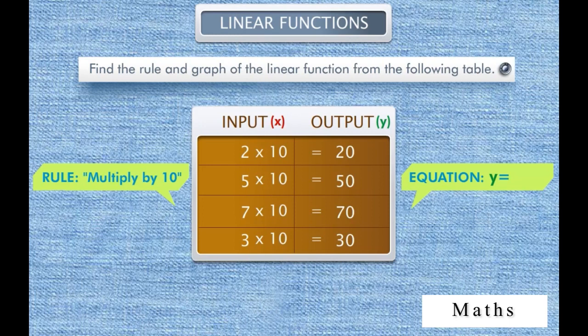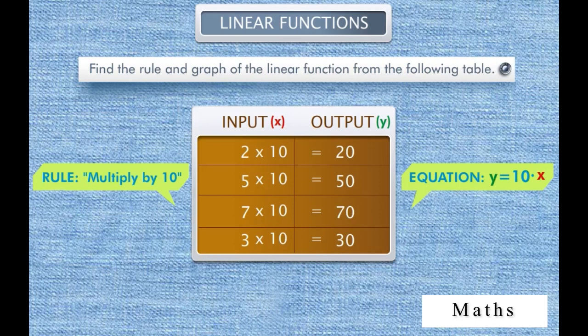So what does y, the output, equal? Well, it's always 10 times x, or 10 dot x. A raised dot can be used instead of the multiplication sign to mean multiplication. So, y equals 10 dot x.